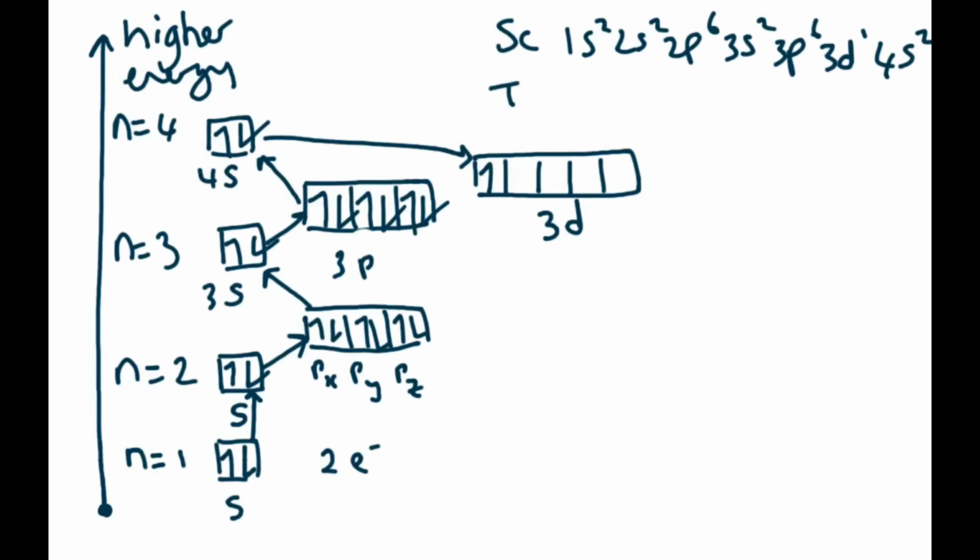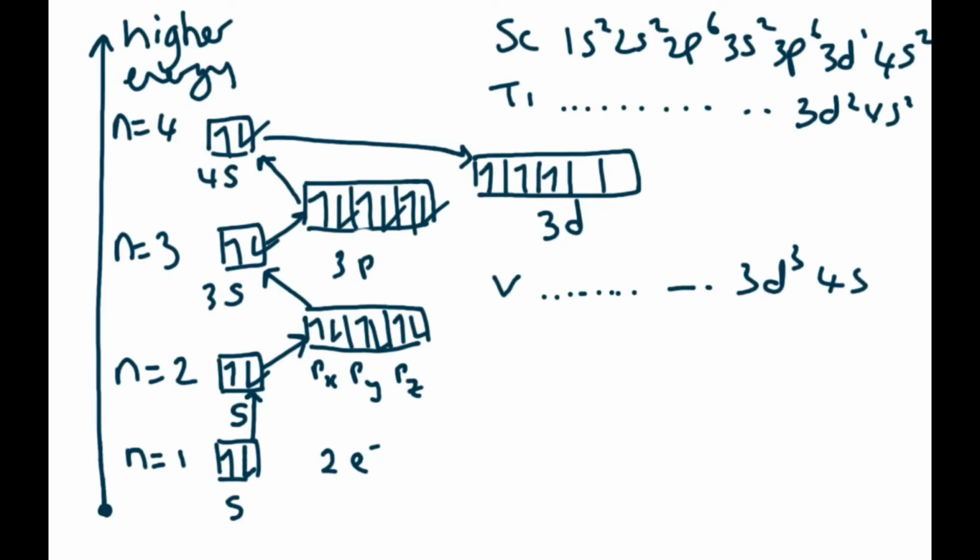And then what have we got next? We've got titanium, which is all of that, 3d2, 4s2. Then the next element is vanadium, which is all of that, 3d3. Remember, they singly occupy, so 3d3, 4s2. The next element along is chromium. Now something a little odd happens with chromium. 3d4, 4s2 is what chromium should be, but chromium is an exception.